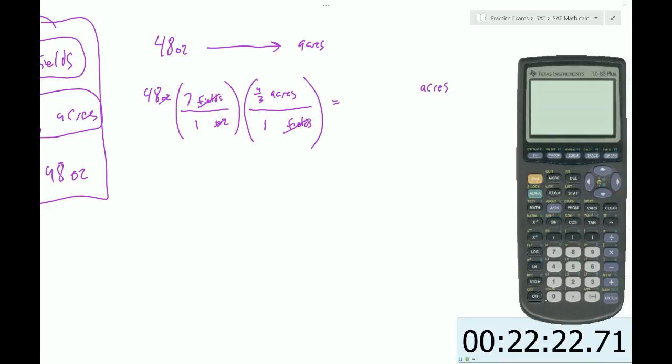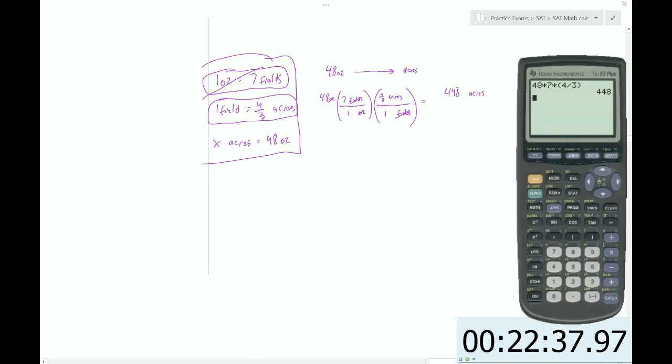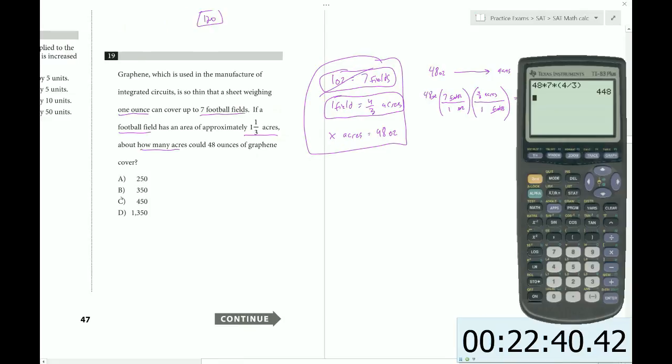So let's just run through the calculation. So we have 48 times 7 times, we need to do 4/3, so 4/3. That gives 448 acres. So let's see if that's a choice. It's very close to choice C, 450.